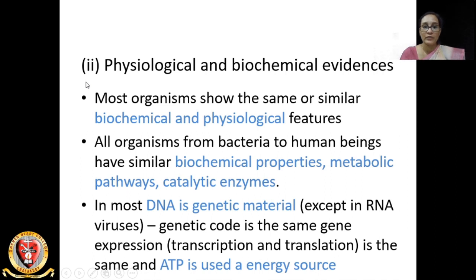Now, the second evidence that suggests the organic evolution actually happens are the physiological and the biochemical evidences. Now, if you see all organisms, right from bacteria to the most complex organisms in the present world, the humans, they all have similar biochemical properties, metabolic pathways, and catalytic enzymes. If you take, for example, DNA, it is the genetic material that you find in all organisms except certain RNA viruses. And in this DNA, the genetic code is the same for gene expression, for transcription or translation. And also ATP is universally used as an energy source in all organisms.